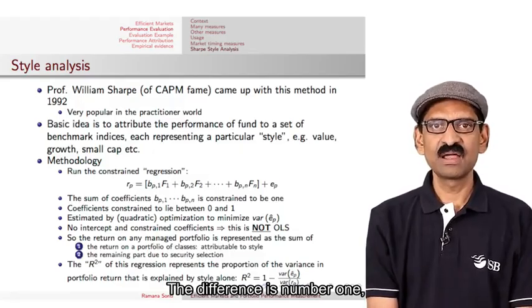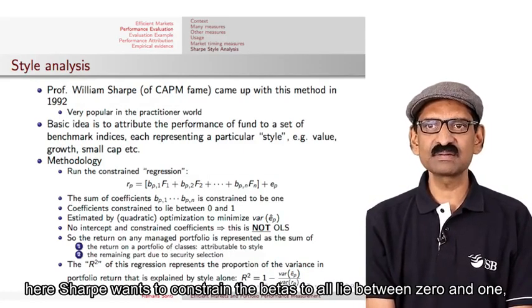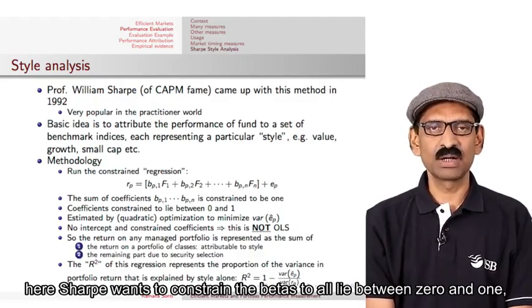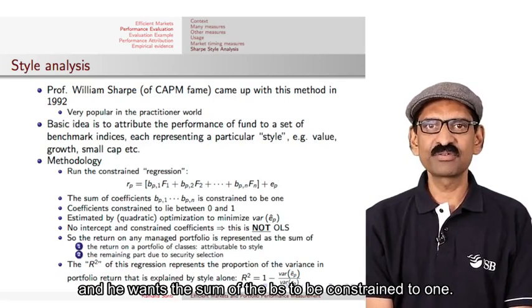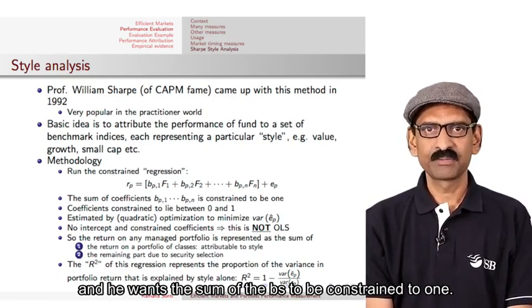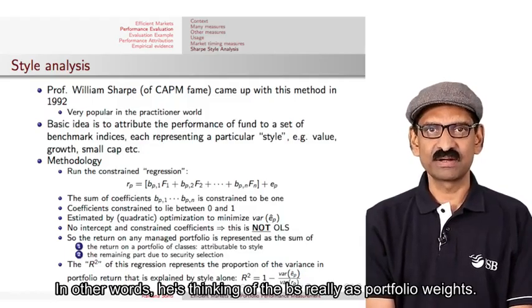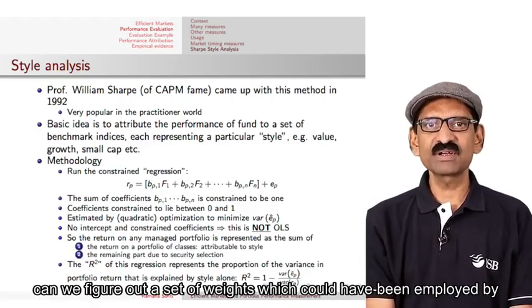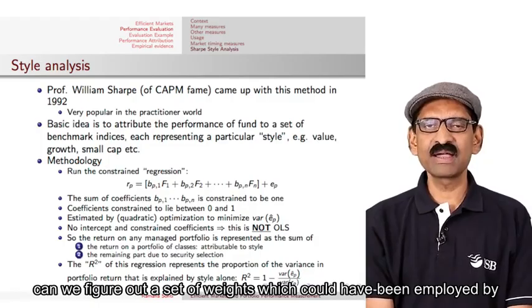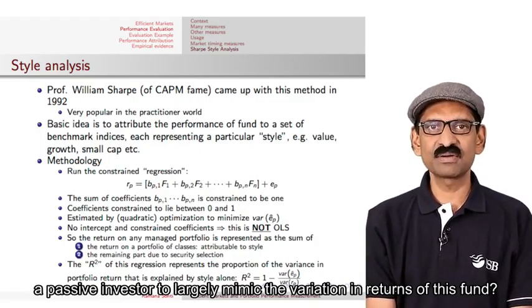The difference is, number one, here Sharpe wants to constrain the betas to all lie between 0 and 1, and he wants the sum of the B's to be constrained to 1. In other words, he's thinking of the B's really as portfolio weights. So the idea is, to the extent possible, can we figure out a set of weights which could have been employed by a passive investor to largely mimic the variation in returns of this fund.